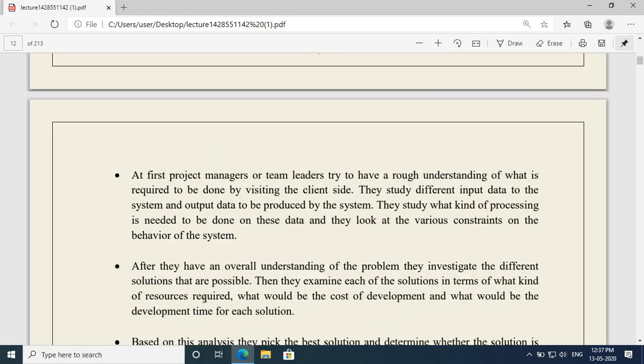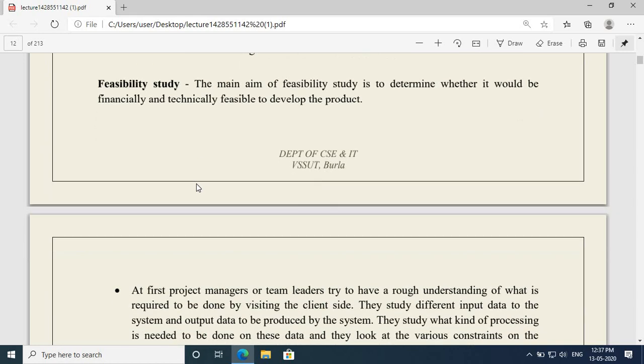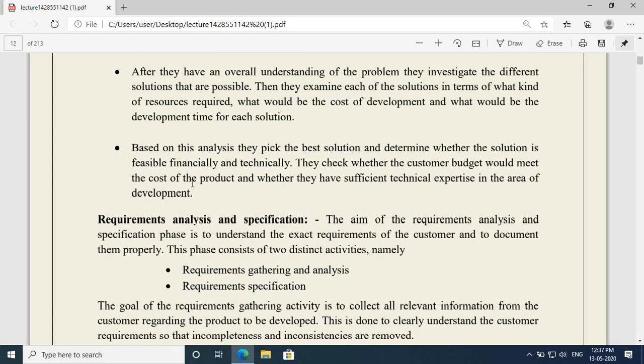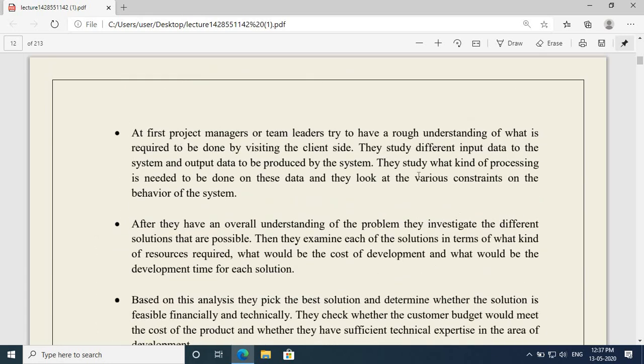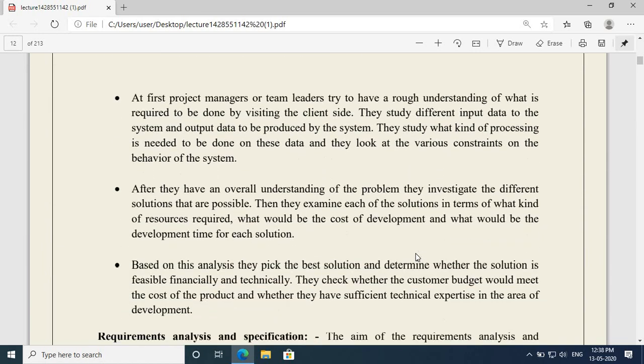Whatever we have already discussed in this line, the main aim of feasibility study is whether the project is financially and technically feasible or not. Financial means the client must meet the cost, or the software team members have sufficient technical expertise or not. So these things must be discussed in the feasibility study phase. Feasibility study means whether the project is financially and technically feasible or not.